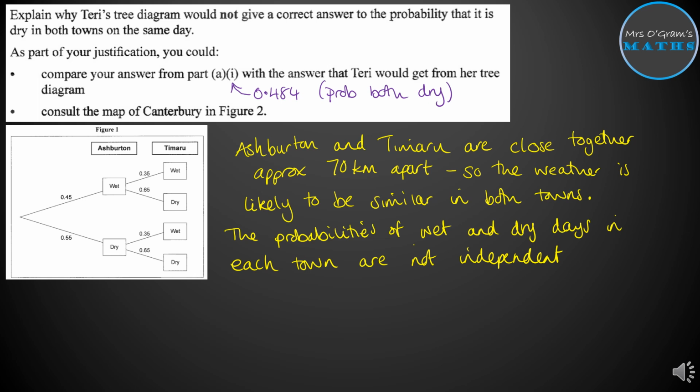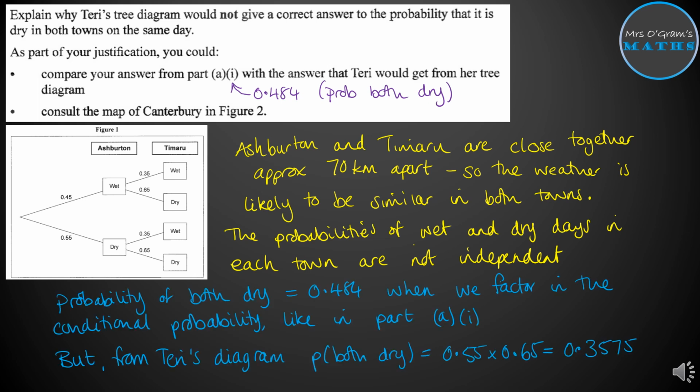So we need to explain why Terry's tree diagram would not give a correct answer to the probability that we get both of the towns being dry on the same day. So first of all, by looking at that map, we know Ashburton and Timaru are quite close together. So their weather is not likely to be independent of each other. If it's wet in one, it's probably wet in the other one as well, because weather doesn't vary that much when things are close together. And you can even use the scale on the map to measure how much that is. It comes to be approximately 70 kilometres apart using that scale.